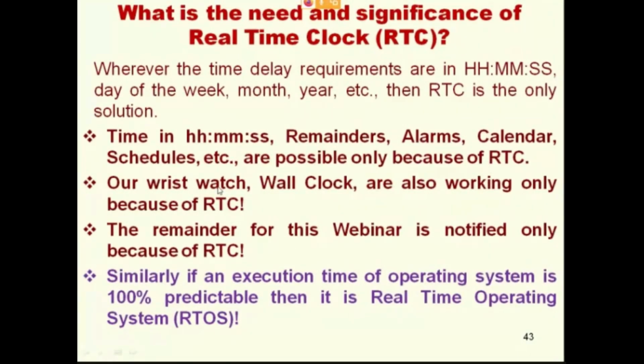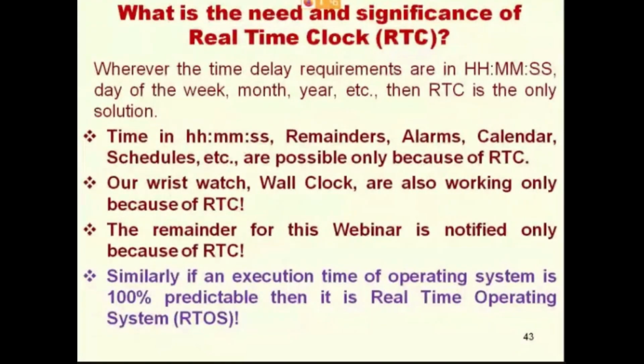The wristwatch and the wall clock are also working just because of the real-time clock, because there is 100% accuracy. The second wheel, minute wheel and hour wheel in the wall clock are driven by stepper motors. As we all know, stepper motors are the only motors which can give 100% accuracy in an open loop control system. Hence, there is no feedback in the wall clock, but it is a stepper motor based control system which works 100% accurately, because every step is 6 degrees.